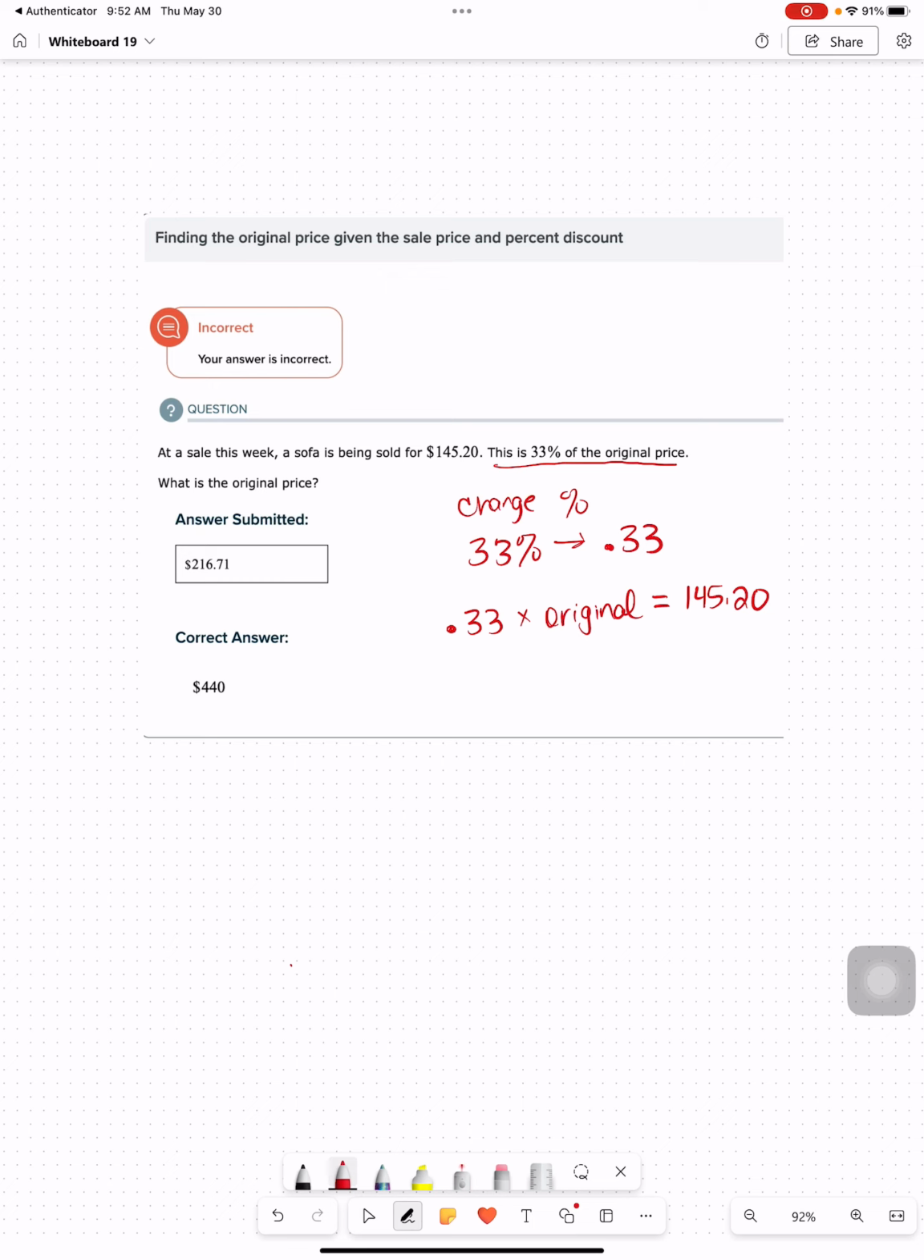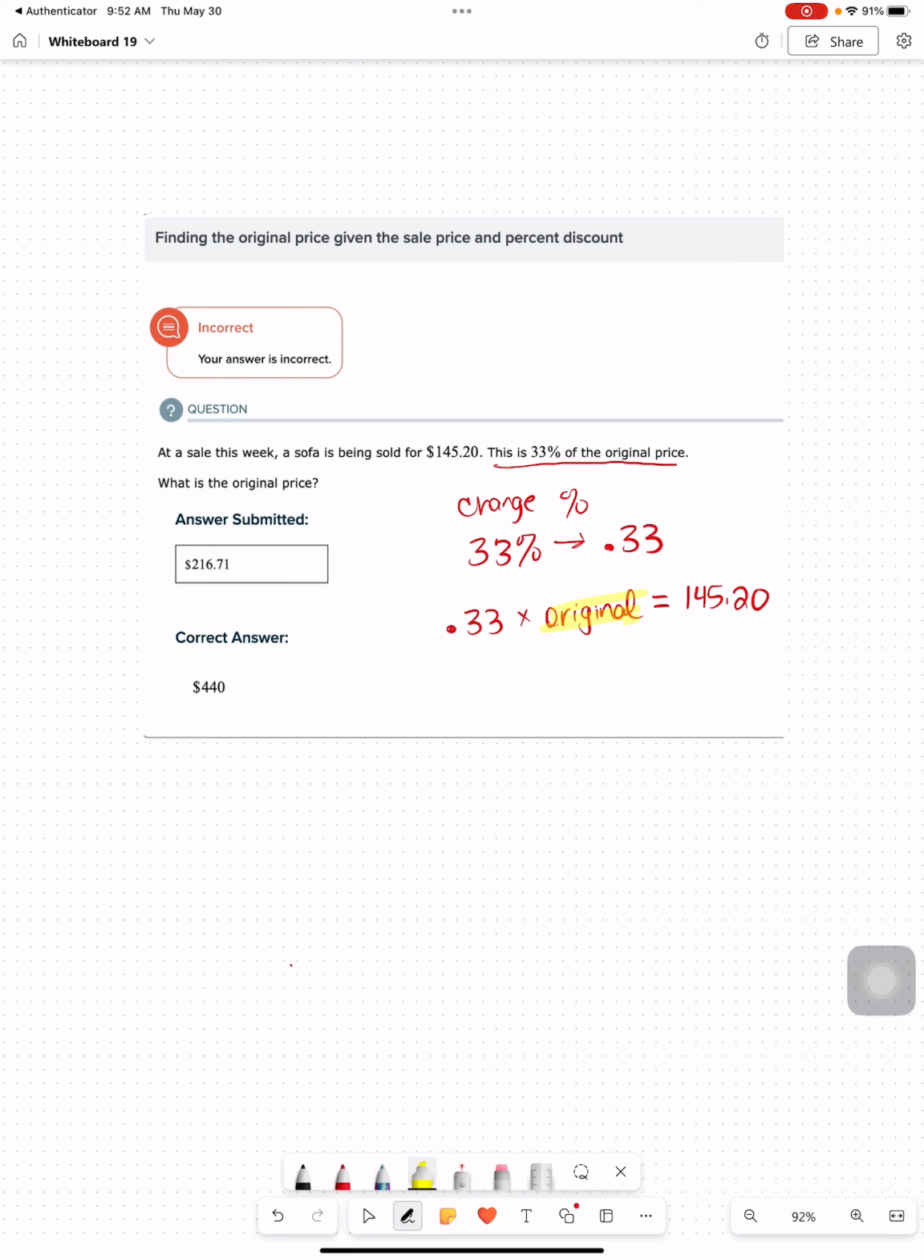So then we go back to your order of operations, or how we learn to solve one-step equations in algebra. And so if I want to solve for that original price, then what we need to do is isolate that. I put a word there. I could have put a variable like x, but we're going to look at that word original as a variable. What do I need to do to isolate that variable?